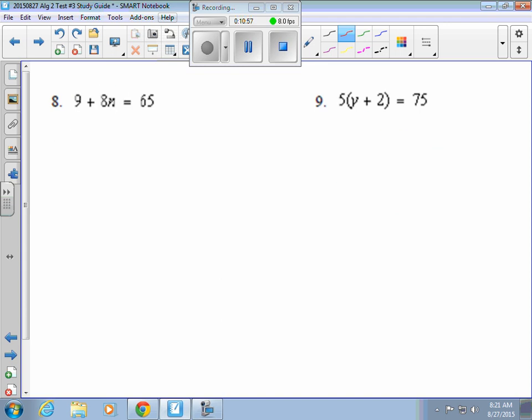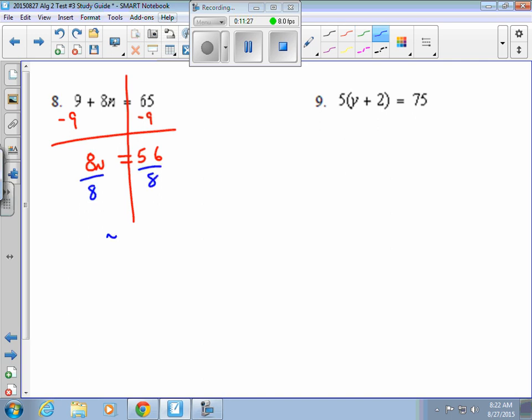Number 8 says 9 plus 8n is equal to 65. Again, move your positive 9 from the left to the right by subtracting 9 on both sides. 65 minus 9, 15 minus 9 is going to be 6, and you have to borrow 1, so it'll be 56 over there, is equal to 8n over here. Get rid of 8 times something by dividing by 8 on both sides. N is equal to 7. 56 divided by 8 is 7.